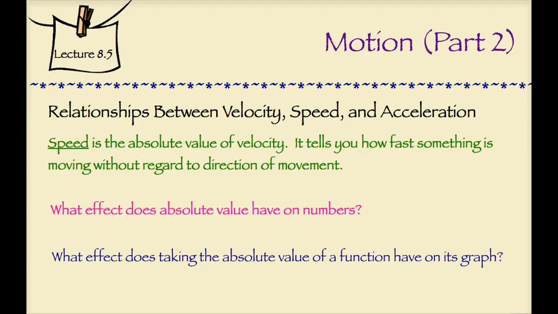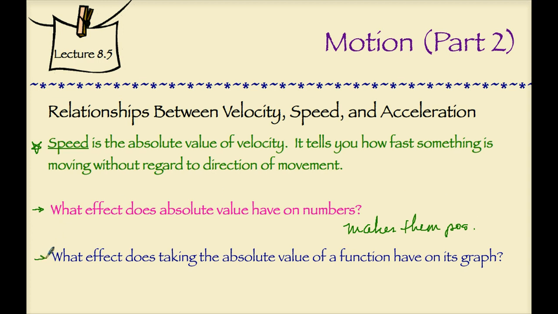Today we're going to discuss relationships between velocity, speed, and acceleration. Speed is the absolute value of velocity. It tells you how fast something is moving without regard to direction of movement. What effect does absolute value have on numbers? As we know, it makes them positive. Absolute value is the distance a number is from zero, regardless of direction. Therefore, that number is always positive.